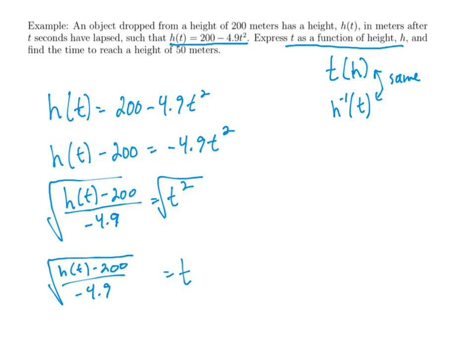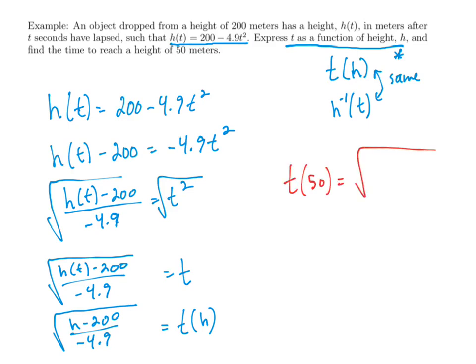So h of t, that's just the height, and then t is this new function. I'm going to rewrite this as t of h, so h is the input, and we're going to say the square root of h minus 200 divided by negative 4.9. So we have expressed t as a function of h, and now we want to find the time to reach a height of 50 meters. So if h is 50, we're going to evaluate t of 50. That's equal to the square root of 50 minus 200 divided by negative 4.9, and then take the square root of that.